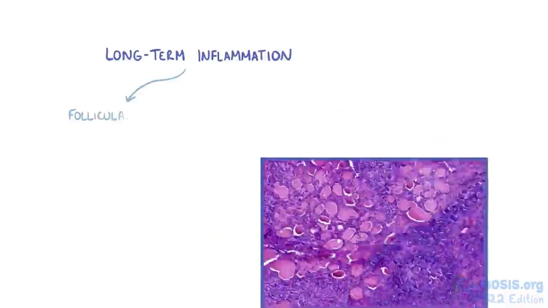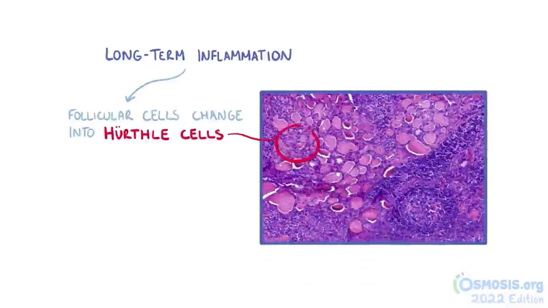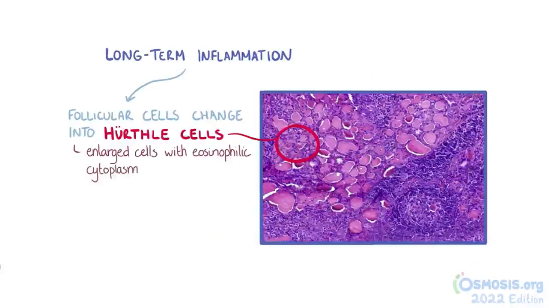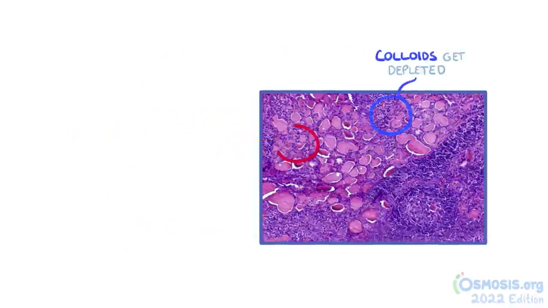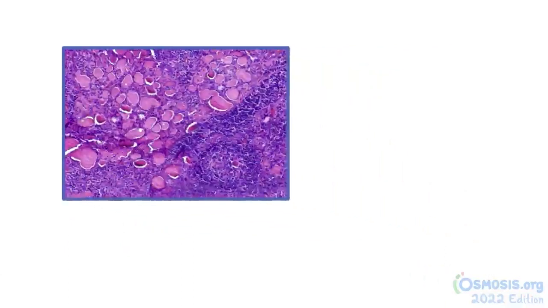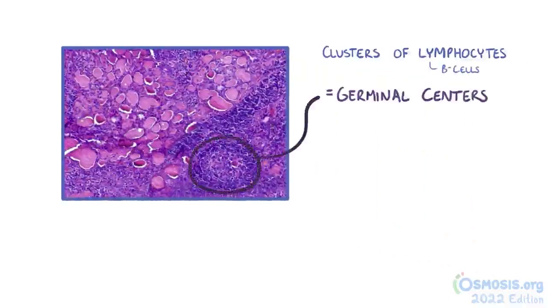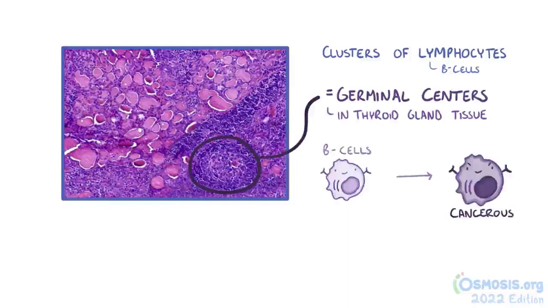Long-term inflammation causes follicular cells to change into what are called Hürthle cells, which are enlarged cells with an eosinophilic or pink and granular cytoplasm. Meanwhile, the colloid gets depleted and follicles atrophy, or get smaller. What forms in between them are clusters of lymphocytes, particularly B cells, called germinal centers. These germinal centers form outside of lymph nodes, where they're usually found, and are in the thyroid gland tissue itself. In rare situations, these B cells might turn cancerous, giving rise to a B cell lymphoma of the thyroid gland.